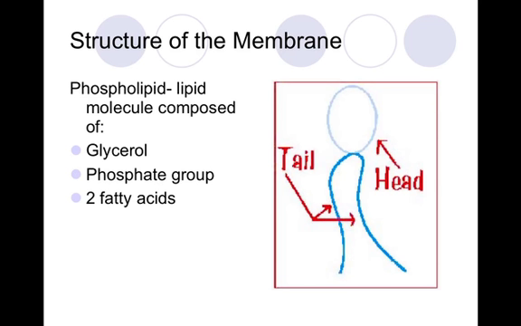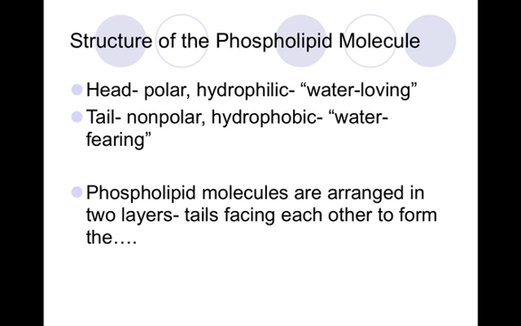The structure of the membrane is that it's made with phospholipids, and we've either done this activity or you will be doing an activity where we have phospholipids with the head and the tail. The phospholipid is made of glycerol, a phosphate group, and 2 fatty acids. The head, or the top part, is what we call hydrophilic. It likes water. And the tail is hydrophobic. It does not like water. So again, the head is polar, hydrophilic, water-loving. The tail is nonpolar, hydrophobic, water-fearing.